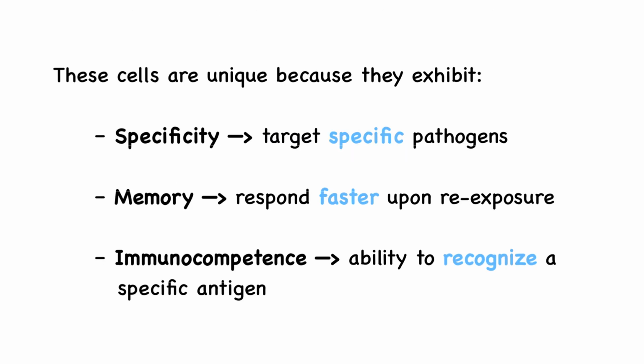These cells are unique because they exhibit specificity, which is that they target specific pathogens. They have memory, which allows them to respond faster upon re-exposure, and immunocompetence, which is that ability to recognize a specific antigen. During development is where they gain those receptors that allow them to recognize that one specific antigen.